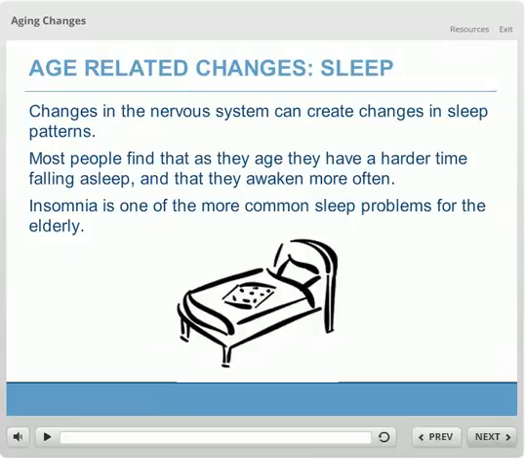Age-related changes, sleep. Changes in the nervous system can create changes in sleep patterns. Most people find that as they age, they have a harder time falling asleep and that they awaken more often. Insomnia is one of the more common sleep problems for the elderly.